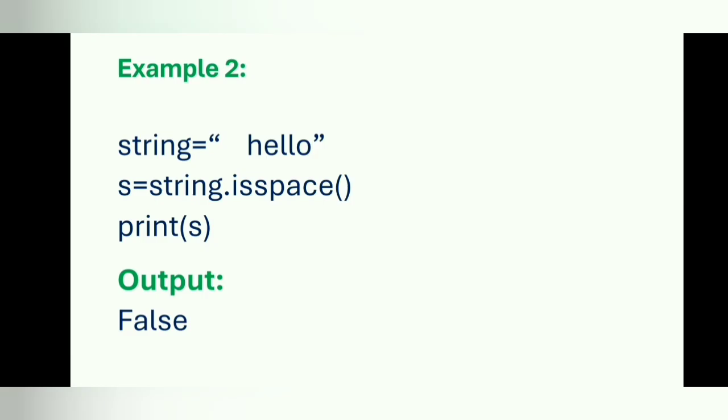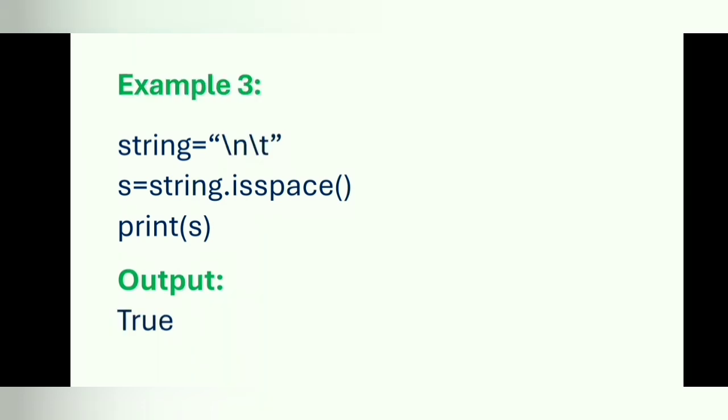Example 2. In this example, we assign the string value blank spaces and hello to the variable string. In the following statement, we apply the string isspace method to this string. Then the print statement prints the boolean value returned by the isspace method. Here the output is false because this string is also containing letters. The string isspace method returns true if all the characters in a string are whitespace characters and is not blank. Otherwise, it returns false.